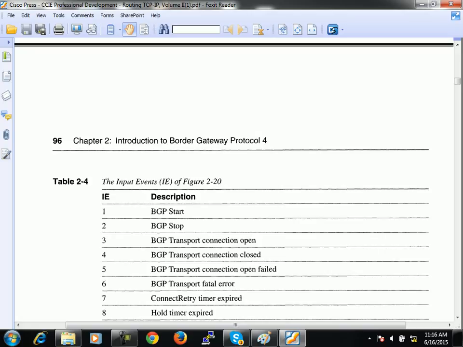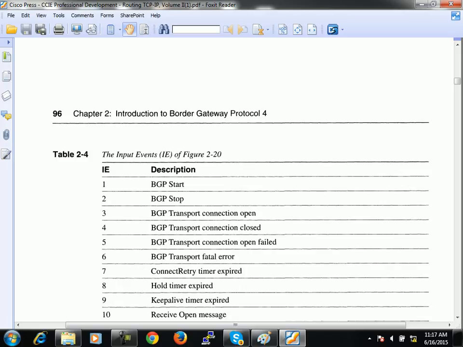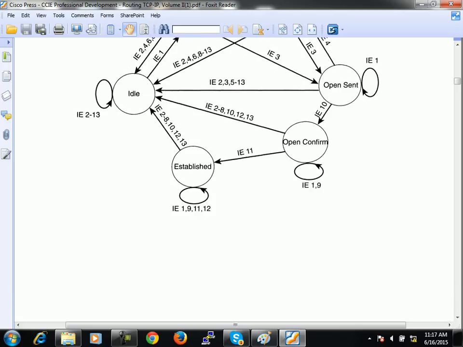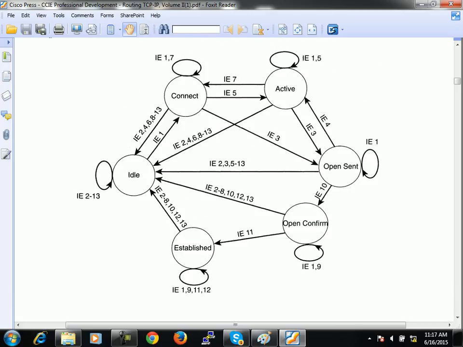Input event 6 means BGP transport fatal error. 7, connect retry timer expired, which is by default 60 seconds in BGP. Remember, the connect retry interval is by default 60 seconds in BGP. Then 8, hold down timer expired. Input event 9, keepalive timer expired. 10, receive open message. 11, receive keepalive message. 12, receive update message. 13, receive notification message. Now as per these input events, we will try to understand this in the finite state mechanism.